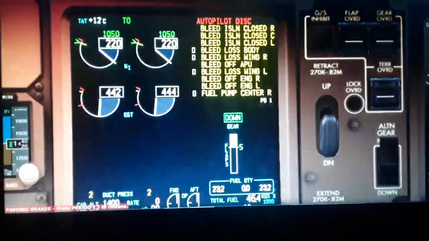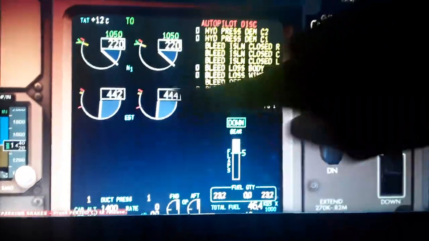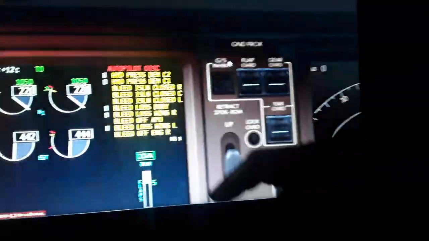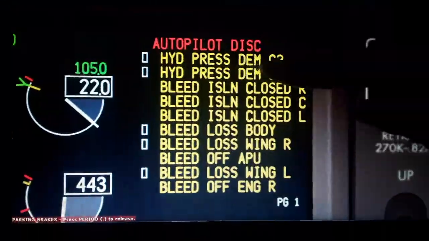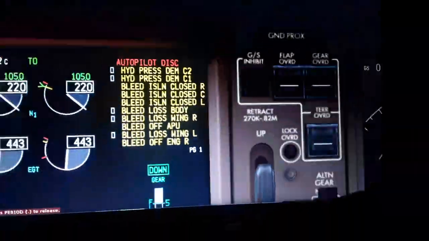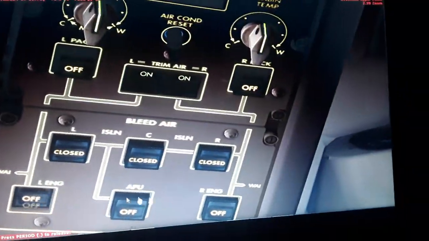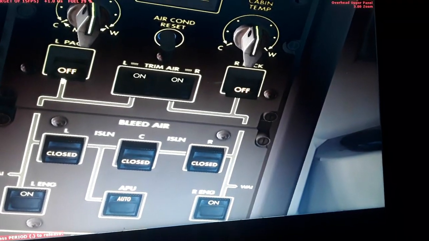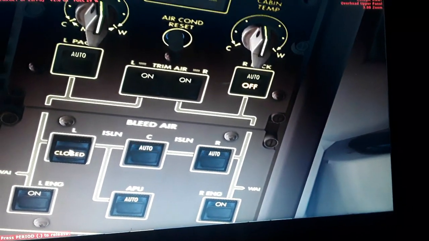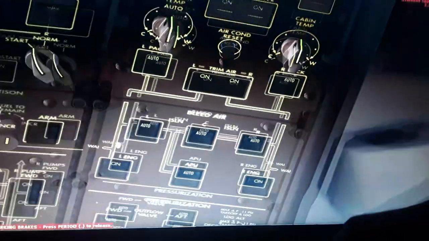We're going to lose the pressurizer, and we're also going to lose the cabin pressurization. So we're going to lose the hydraulics too. I told you the pressurizer. We need C1 and C2, so we need to reset. We cannot start the engine like this with the bleed like this. We need bleed air from the APU, the auxiliary power unit.